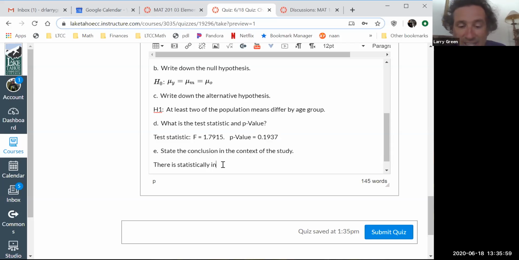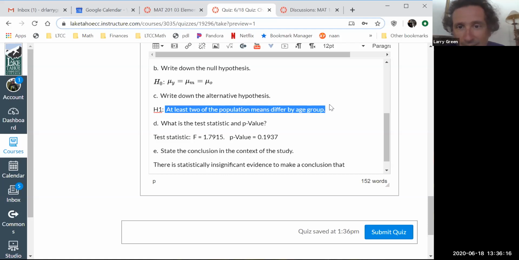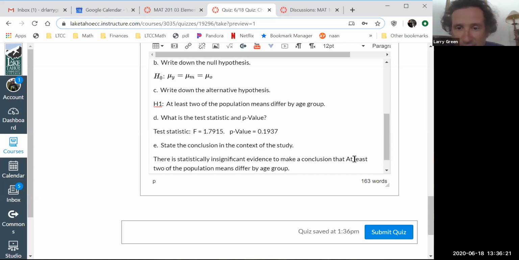So there is statistically insignificant evidence to make a conclusion that, and if you want, since I already have it, I can copy and paste. That always works in the sentence types. That at least 2 of the population means differ by age group. Any questions at all on part E?